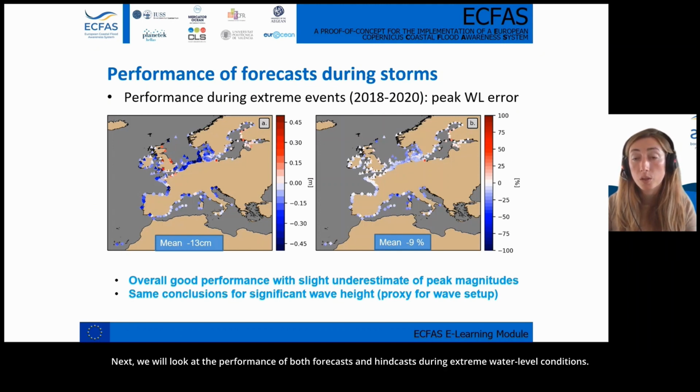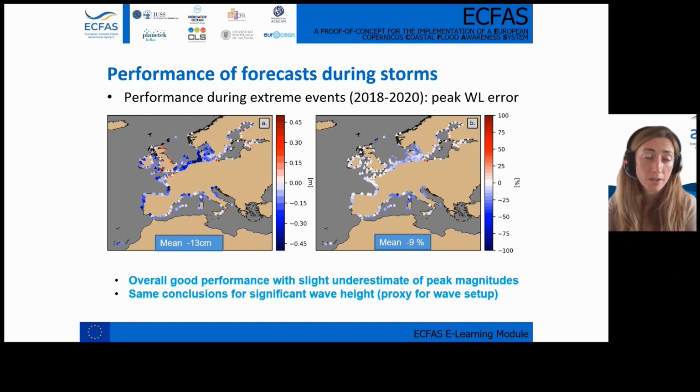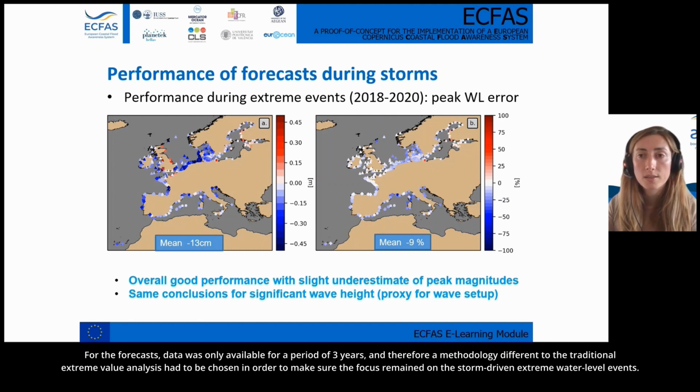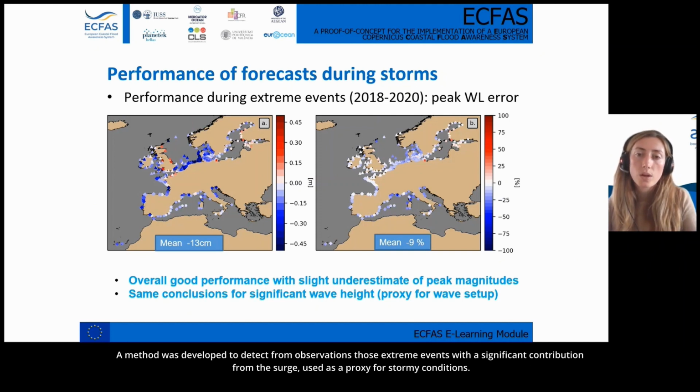So next, we will look at the performance for both forecasts and hindcasts during extreme water level conditions, which is the focus for ECFAS. For the forecasts, data was only available for a short period of 3 years, and therefore a methodology a bit different to the traditional extreme value analysis had to be chosen in order to make sure that the focus remained on the storm-driven extreme water level events. So a method was developed to detect from observations those extreme events with a significant contribution from the surge, which is used as a proxy for stormy conditions.